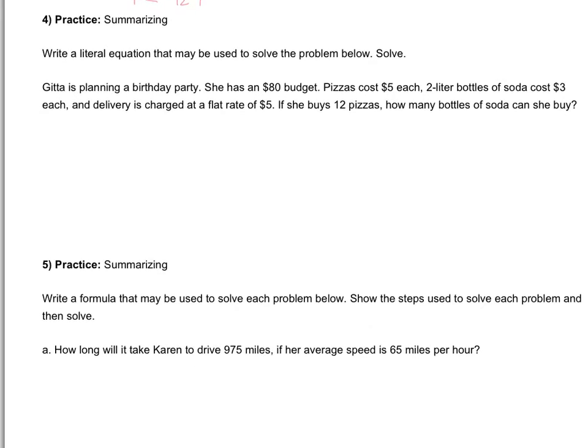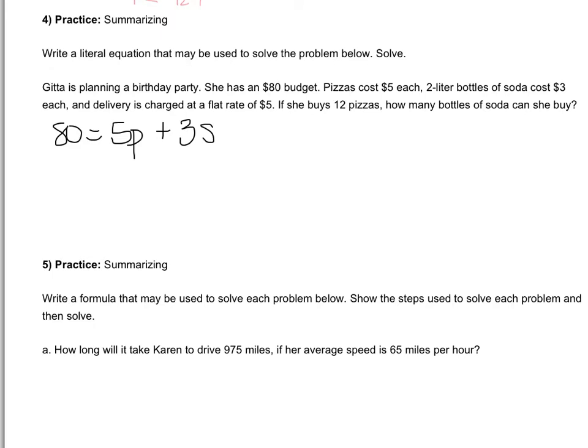So we need to write an equation that can help us solve this. So we've got to start with what we're given. We know she has $80 she can spend. So whatever she spends must equal 80. So we're going to start off with 80 equals. Pizzas cost $5 each, so we're going to call that 5p. 2-liter bottles of soda cost $3 each, so plus 3s.